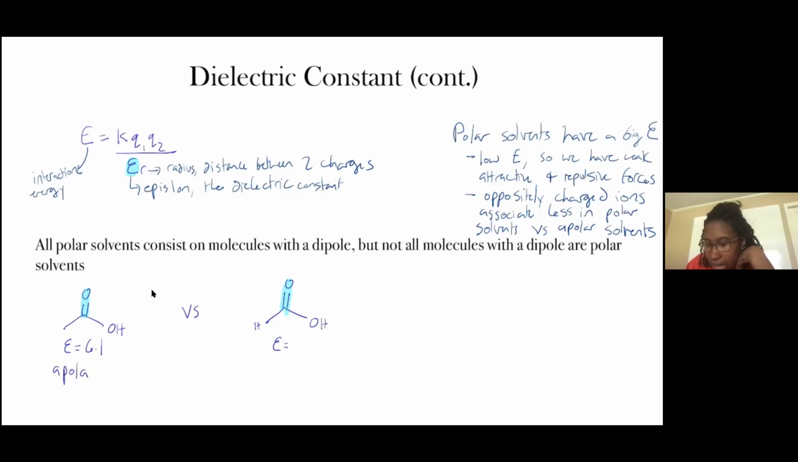And we're not going to get into exactly what about the molecule causes it to have this epsilon value. What's important is that its epsilon value is 6.1, so it's apolar, which fortunately is a lot simpler than using this equation or anything like that. Now we have this molecule on the right, which looks kind of similar. However, its epsilon value is 59, which is a lot greater than 15, so it's going to be polar.